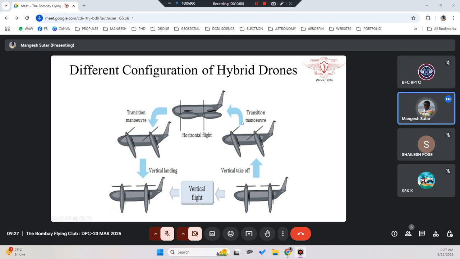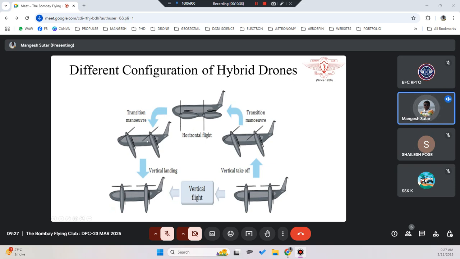Okay, and once it is in, it has transitioned from the normal drone to the aircraft. The motors will continue to move, and then they will give you the forward thrust. Once it is giving forward thrust, it will continue its operation until it requires a transition from aircraft to the normal drone. So again, the motors will tilt and become vertical, and then that drone will vertically land on the ground. This is how the configuration of hybrid drones works.